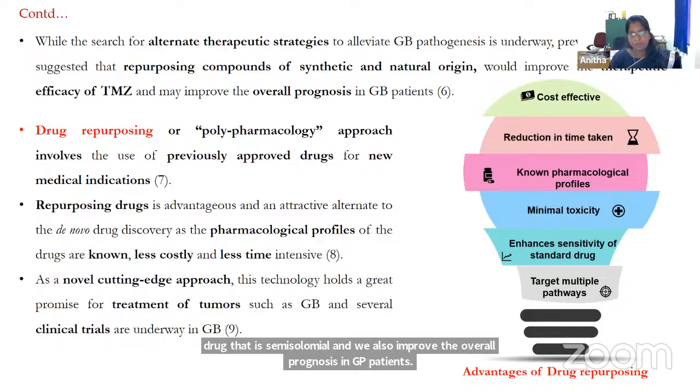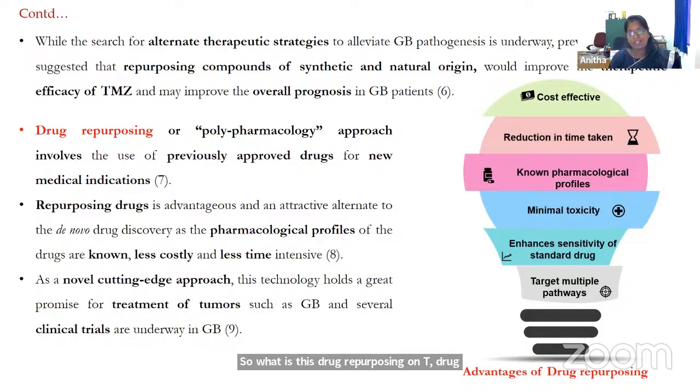What is drug repurposing or drug repositioning? It's also called polypharmacology, meaning it involves the use of previously approved drugs for new medical indications. This strategy is very advantageous because it is an alternative to de novo drug discovery. We already know the pharmacological profiles of the drugs, so it is less time intensive and less costly. As a novel cutting-edge therapy, this technology holds great promise for the future treatment of many tumors, including GBM.